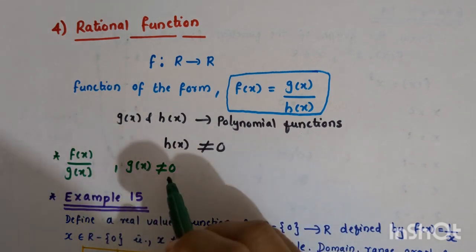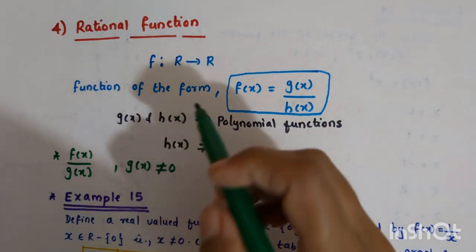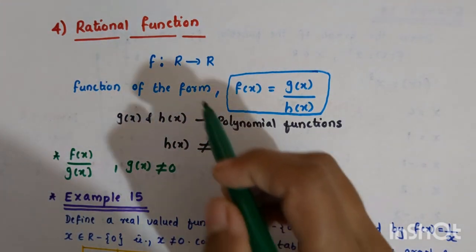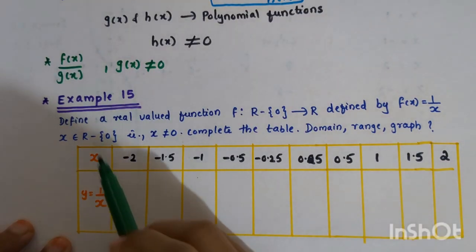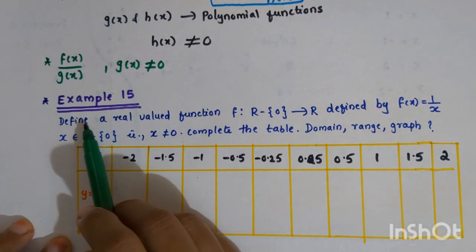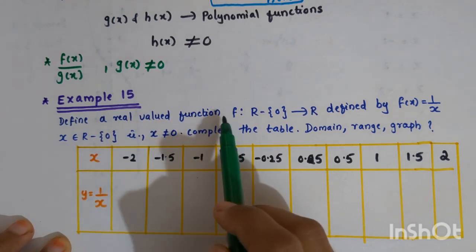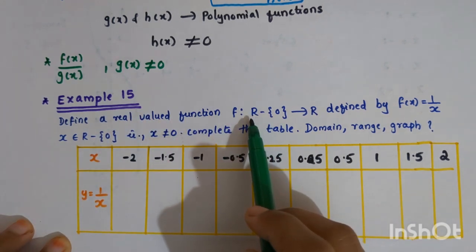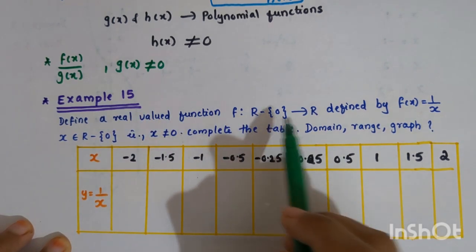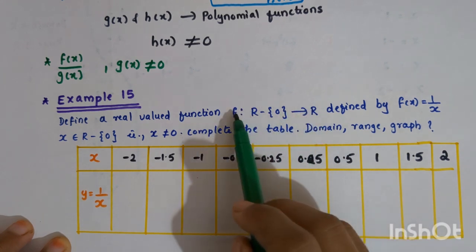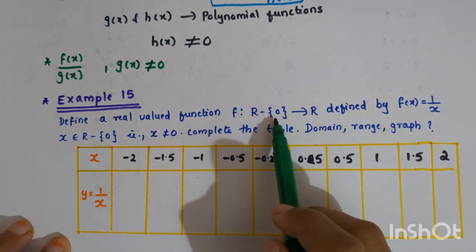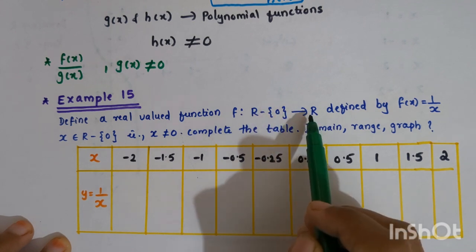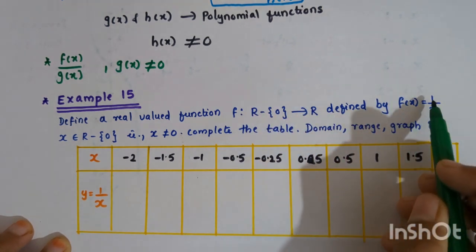Now let us discuss example 15 to get an idea about the rational function and see the nature of the graph. In example 15, the question is: define a real valued function f from the real number set R minus 0 to R. That is, the function is defined from the set of real numbers except 0 to the set of real numbers, defined by f of x equals 1 by x.